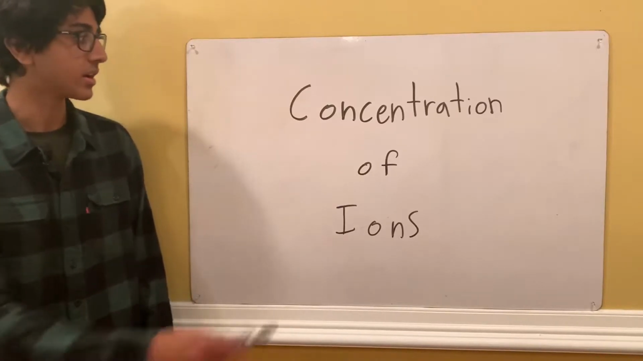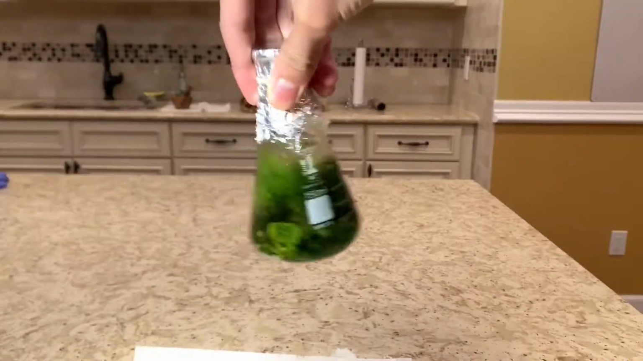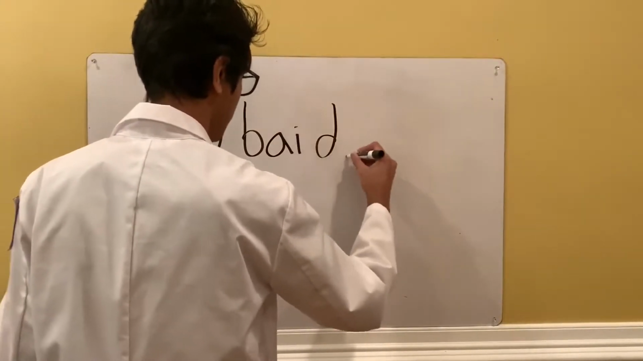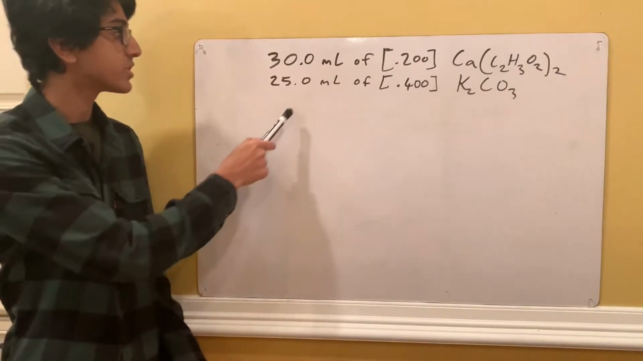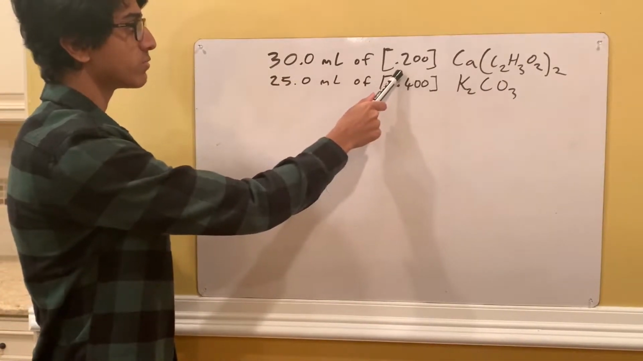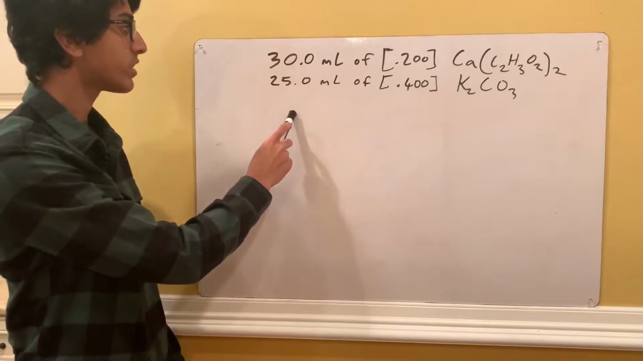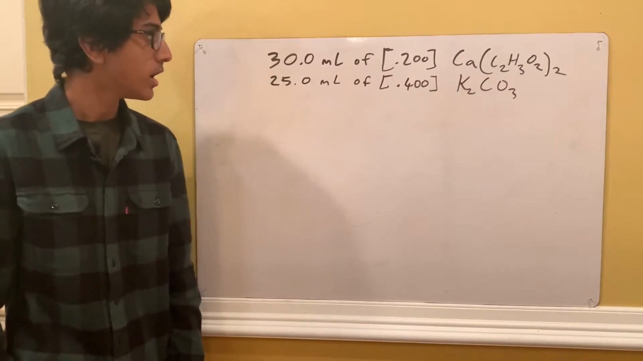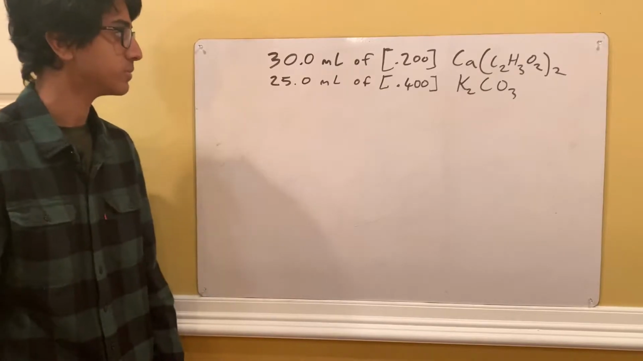Today's question is a concentration of ions question. Let's say this is the information that we're given in the problem. We have 30 milliliters of 0.200 M Ca(C2H3O2)2, and we have 25 milliliters of 0.400 M K2CO3. They're asking us for the concentration of everything in this reaction.